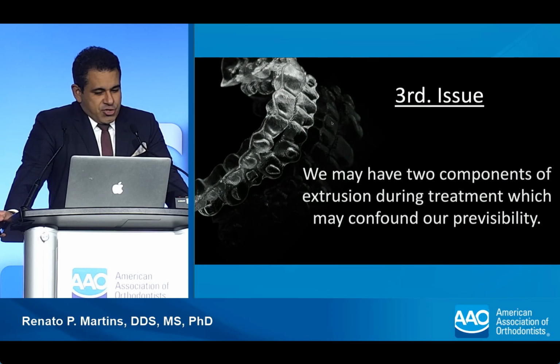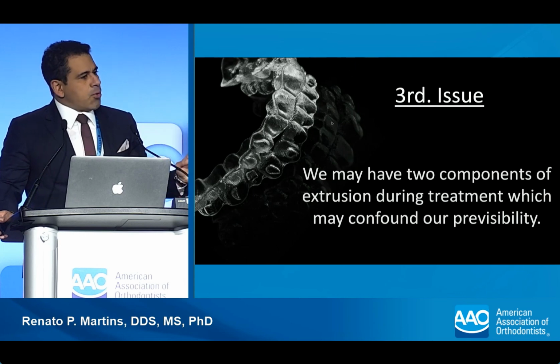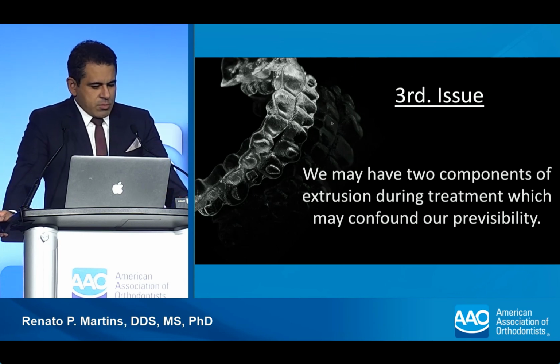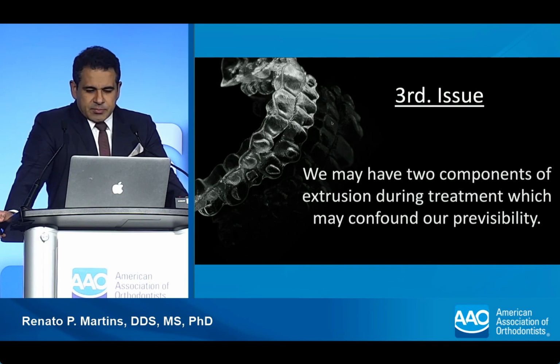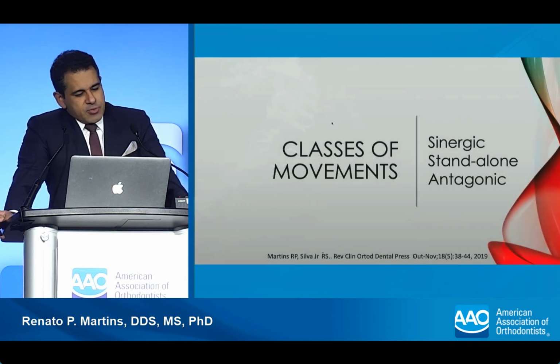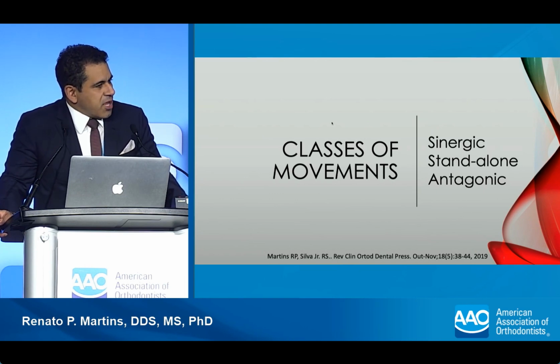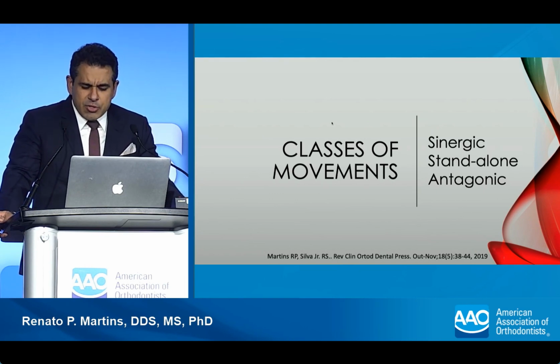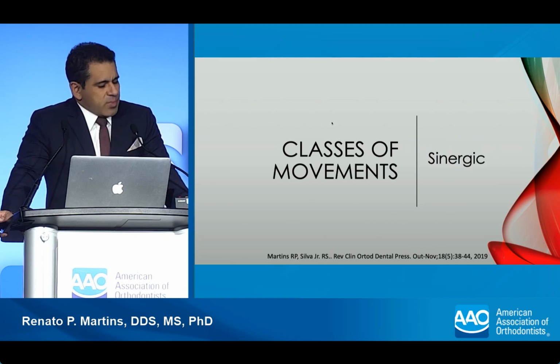And we have a third issue. So the third issue is that we may have during treatment two components of extrusion, which may confound the predictability of the result you're getting. And for that, I need to explain something to you. I need to explain the three classes of movements with aligners. We also published a paper on this. But for today, I'm only going to talk to you about the synergic class of movement.